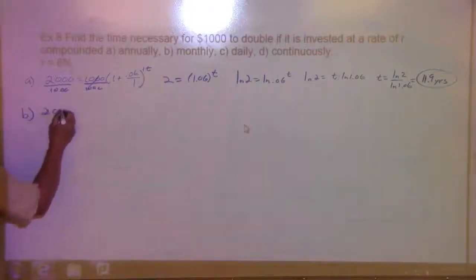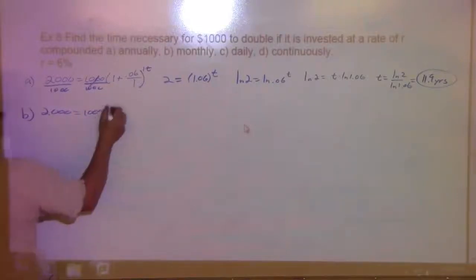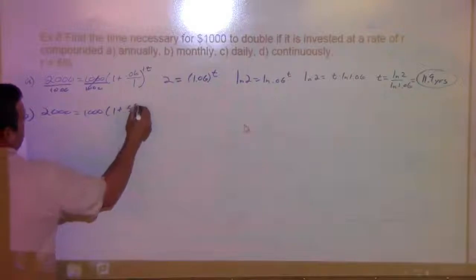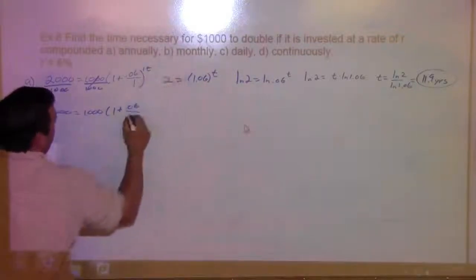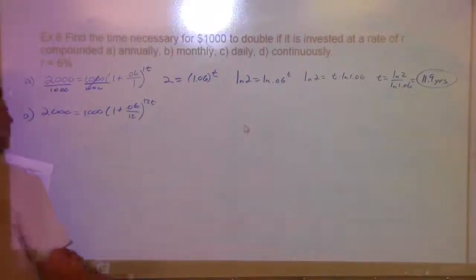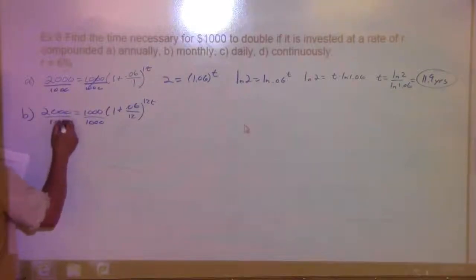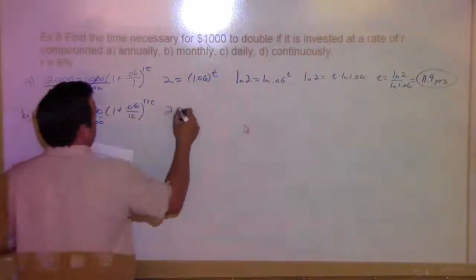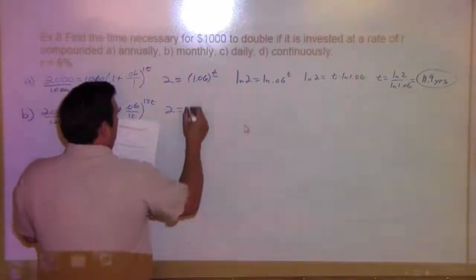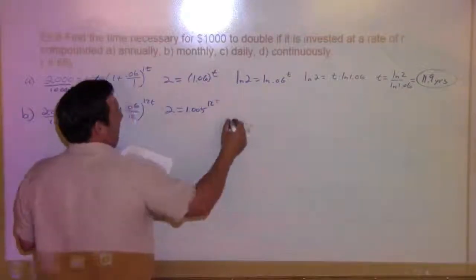Okay, part B, again, $2,000 is what you get. Doubles $1,000 times 1 plus 0.06 divided by 12 to the 12 times t power. So again, dividing by 1,000, 2 equals, and 1 plus 0.06 over 12 comes out to be 1.005 to the 12t power.